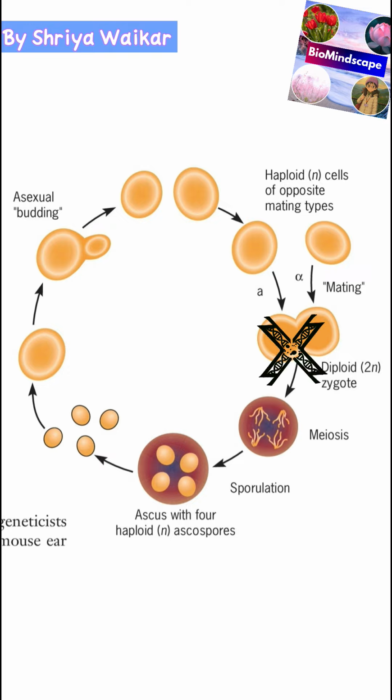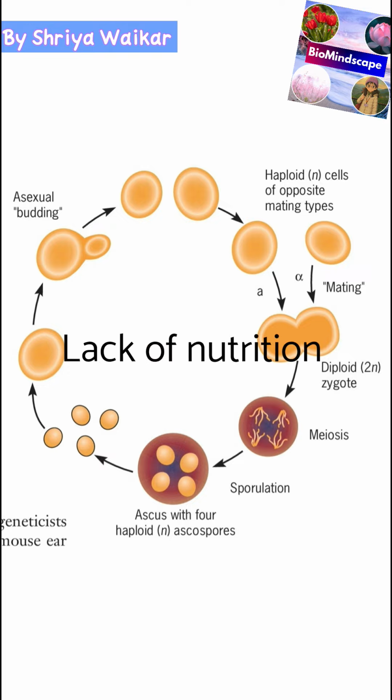It can reproduce asexually by budding or enter the sexual cycle under unfavorable conditions. Examples of unfavorable conditions are lack of nutrition and a stressful environment.